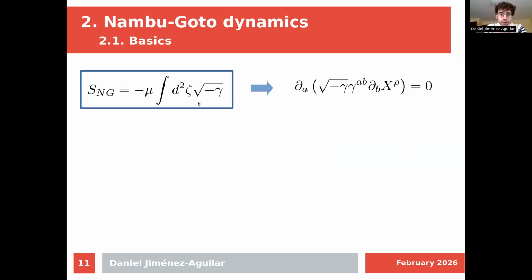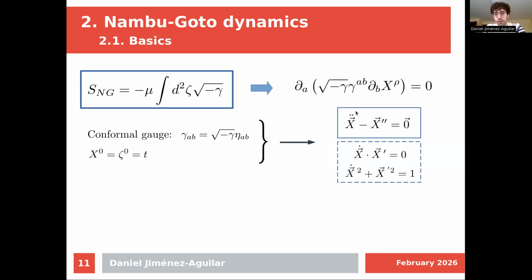Now we can vary this action with respect to the coordinates to get the equations of motion. And normally one works in the so-called conformal gauge, where we impose conformal flatness of the worldsheet metric, and we also make this choice for the 0 coordinates. In this case, the equation of motion becomes the wave equation, and we obtain these two gauge constraints.